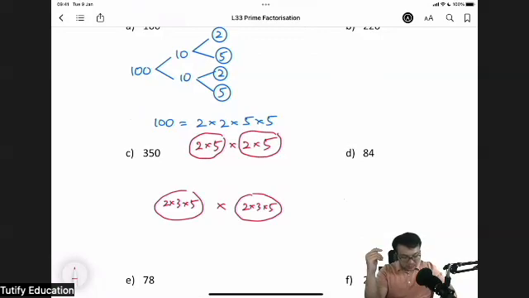So what do I get? 2 times 3 is 6. 6 times 5 is 30. 30 times 30, I will get 900. 900 is a square number, students.